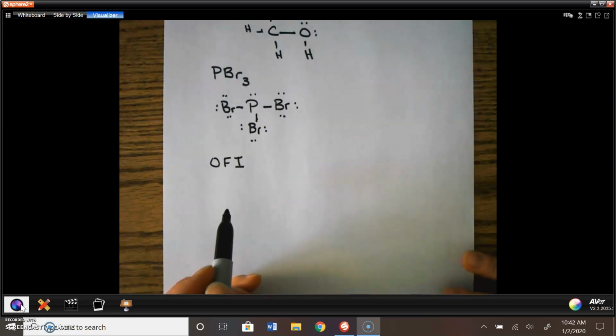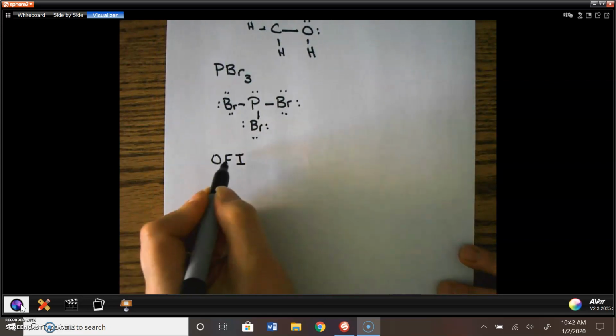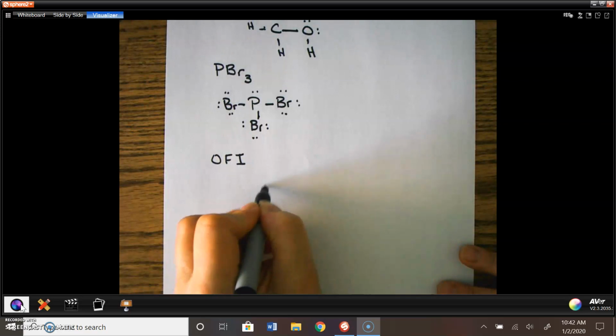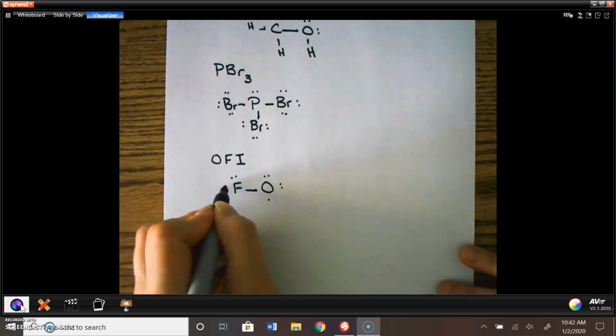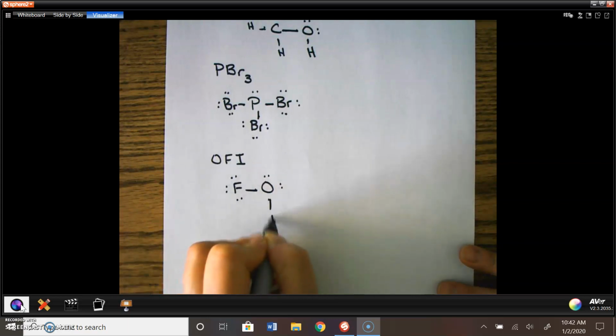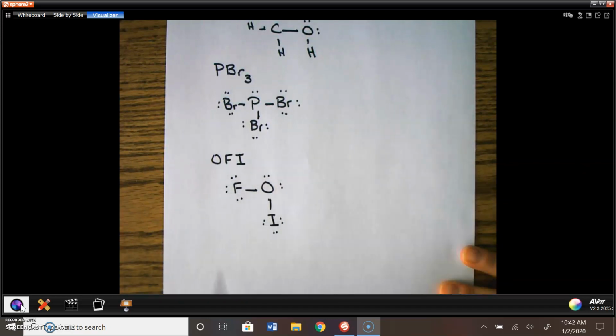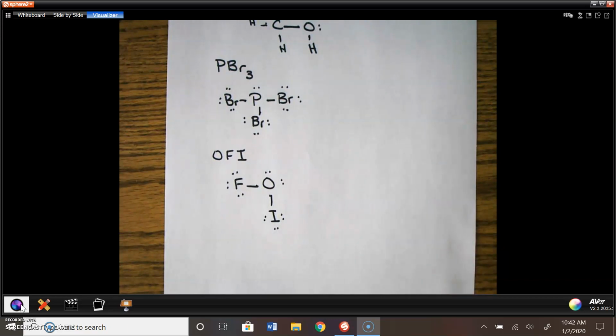And then OFI, oxygen needs 2. The halogens each only need 1, so oxygen is going to be your central atom. You've got a fluorine to one side, and an iodine to the other. And there you go. So there's a couple problem sets that just do these single bonds that you can work on now. The next video we're going to take a look at actually introduces you to double and triple bonds, which are also possible. So we'll get to that in the next video.